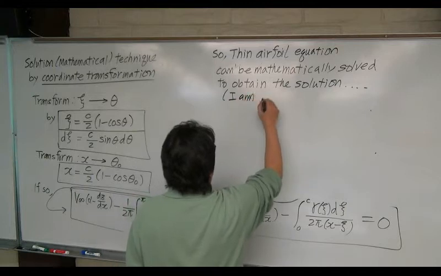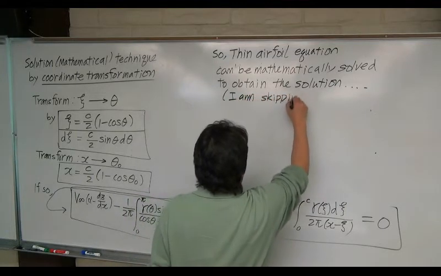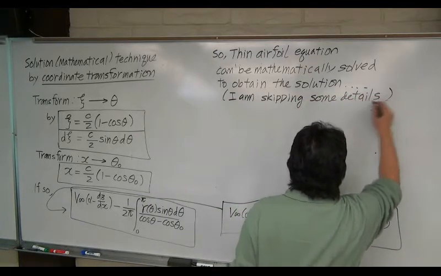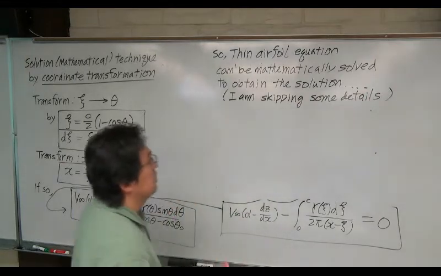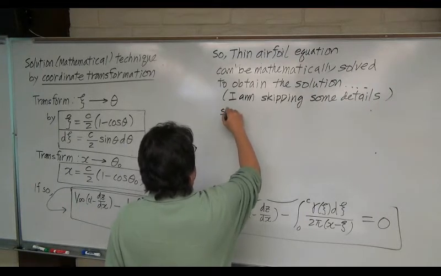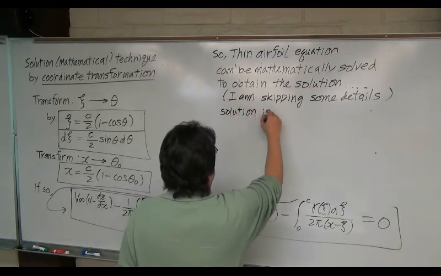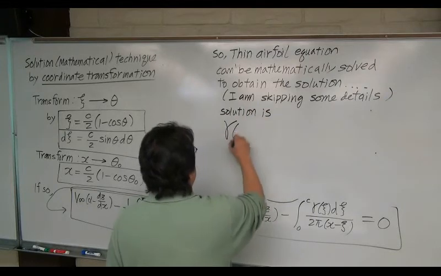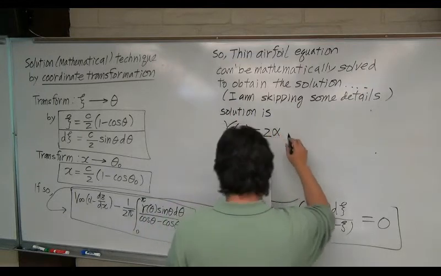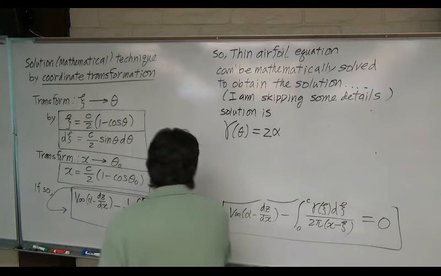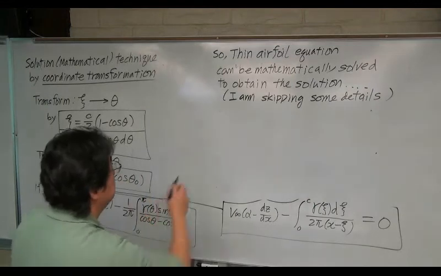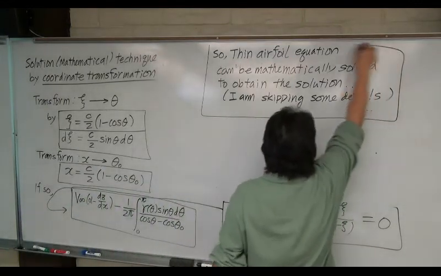I am skipping some details. The reason I'm skipping some details is this is not math class, this is engineering class. So I give you the solution. Solution is this. Gamma as a function of theta is 2 times alpha. Sorry about that. Let's go back a few lines.